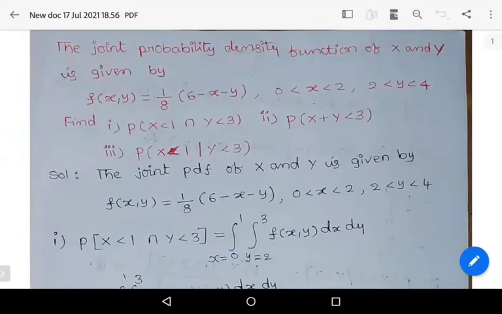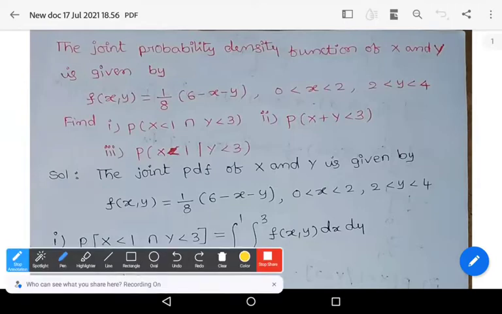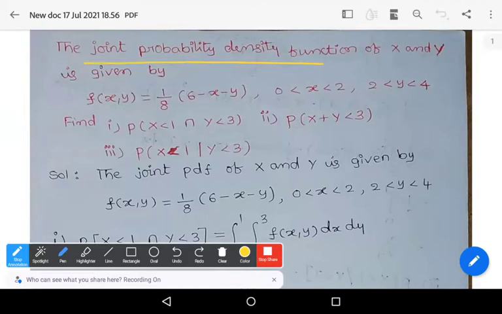In this video, we solve a problem from random variables. Let us see the problem. The joint probability density function of x and y is given by f(x, y) = 1/8 (6 - x - y), and the limits are 0 < x < 2, 2 < y < 4. Then you have to find the following.